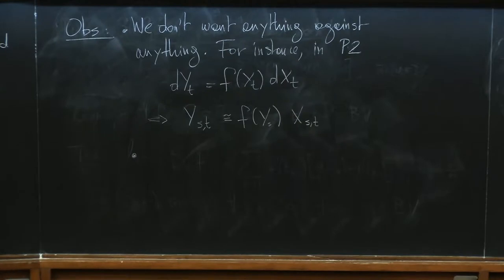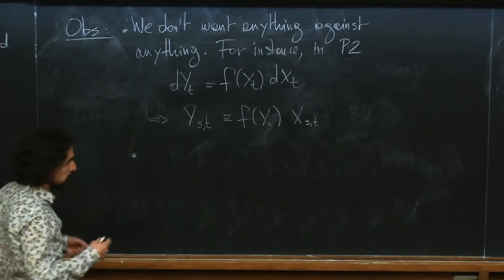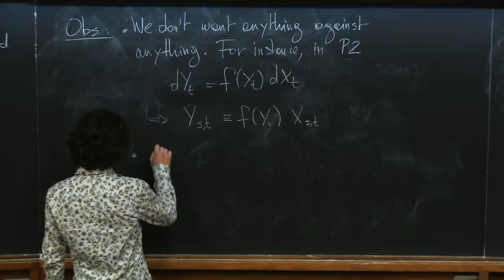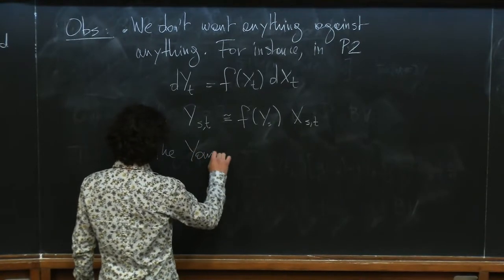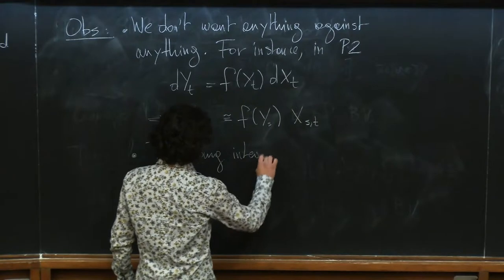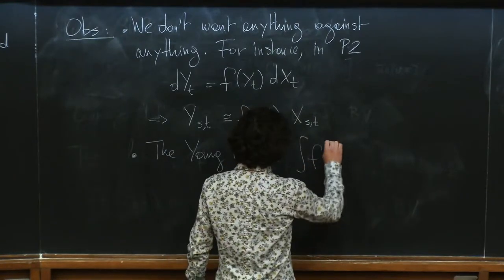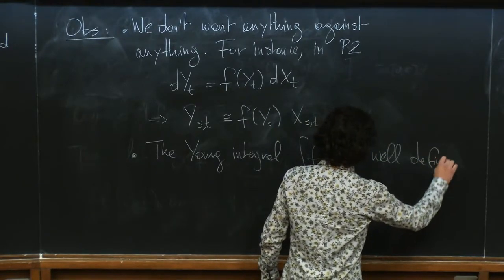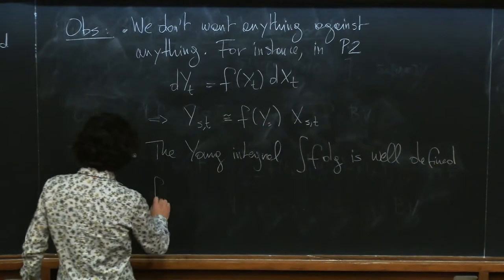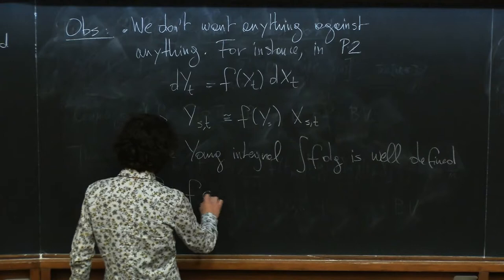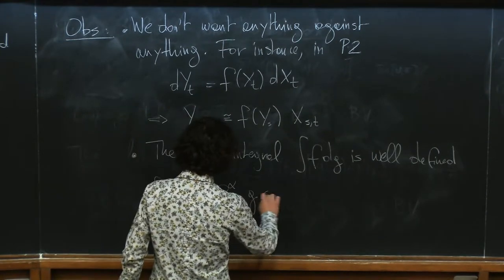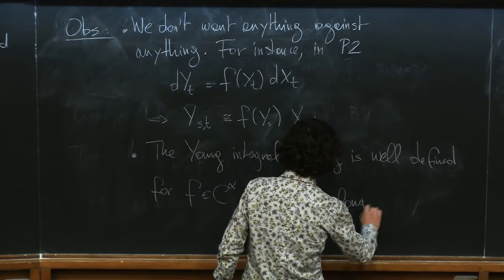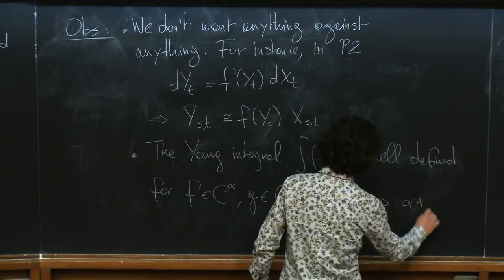So the second observation is that there is one classical theory that goes beyond the bounded variation case. That's the Young integral. It is well defined for f in C alpha and g in C beta, as long as alpha plus beta is bigger than 1.